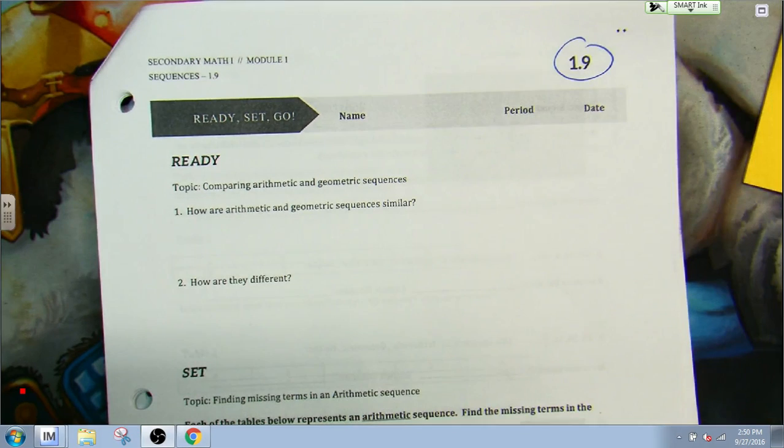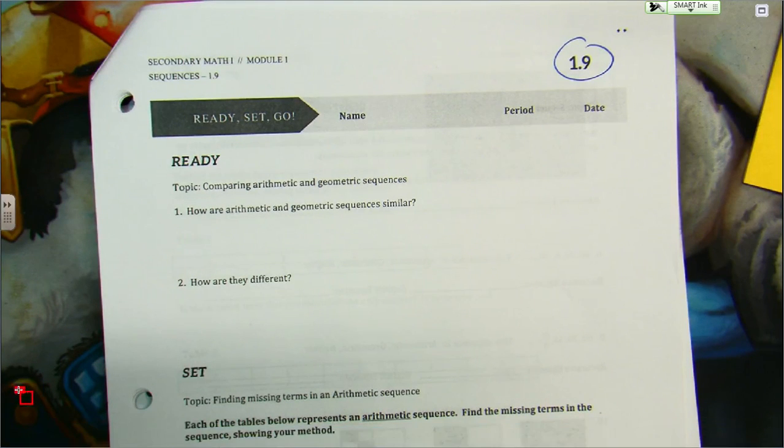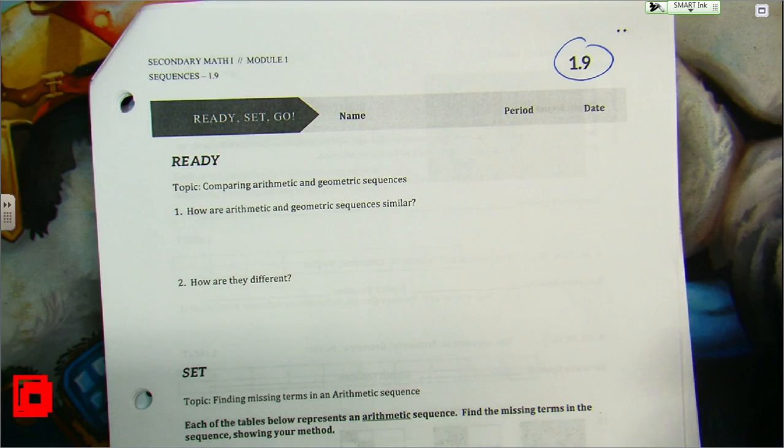I was looking over the old homework helpers and there's always these little red dots. I don't know what I did. I don't know how to get rid of them. So we're just going to deal with it. I'm so sorry.